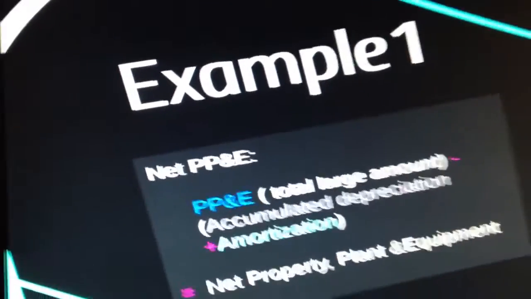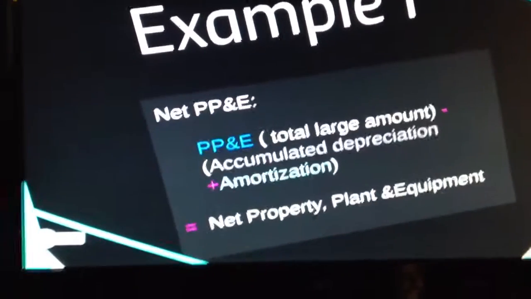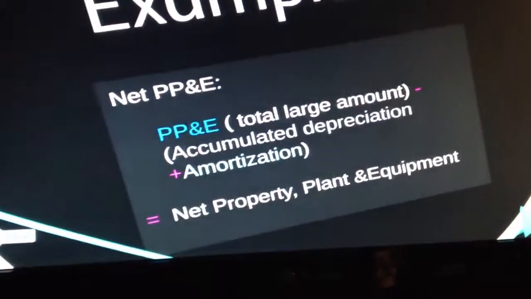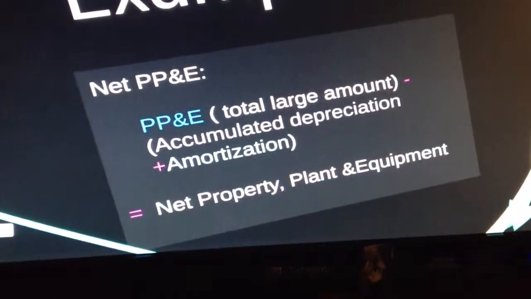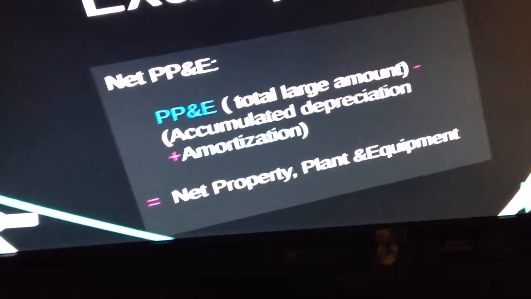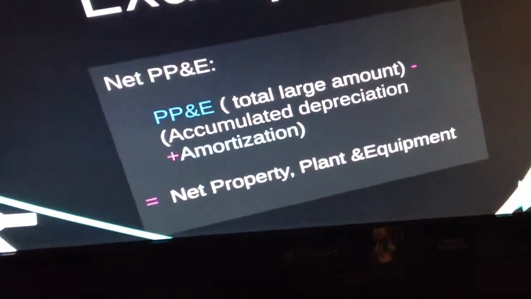So example 1. That's our net PP&E, for example. Property, plant, and equipment, you have the total large amount, you minus accumulated depreciation, amortization, and you are left with what you need, like what you have. So that's the net PP&E.